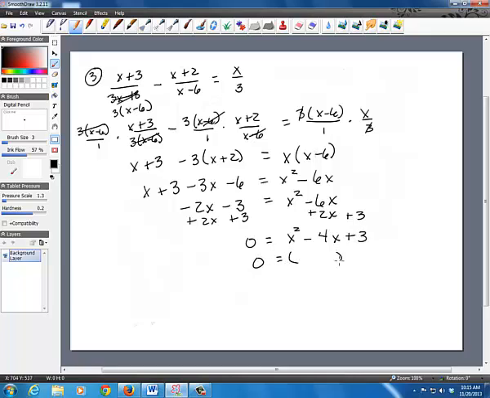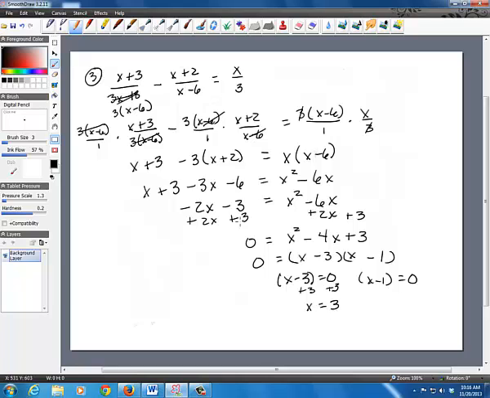And I can factor that into x minus 3, x minus 1. I set them each now equal to 0. X minus 3 equals 0, and x minus 1 equals 0. So add 3 to both sides, and I get x is equal to 3.